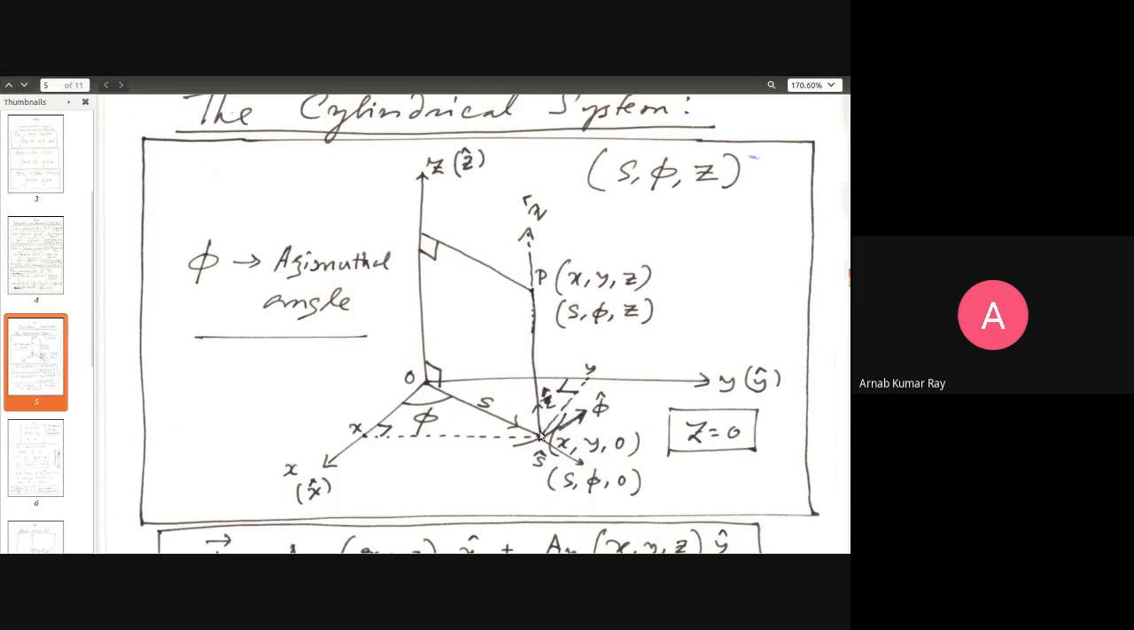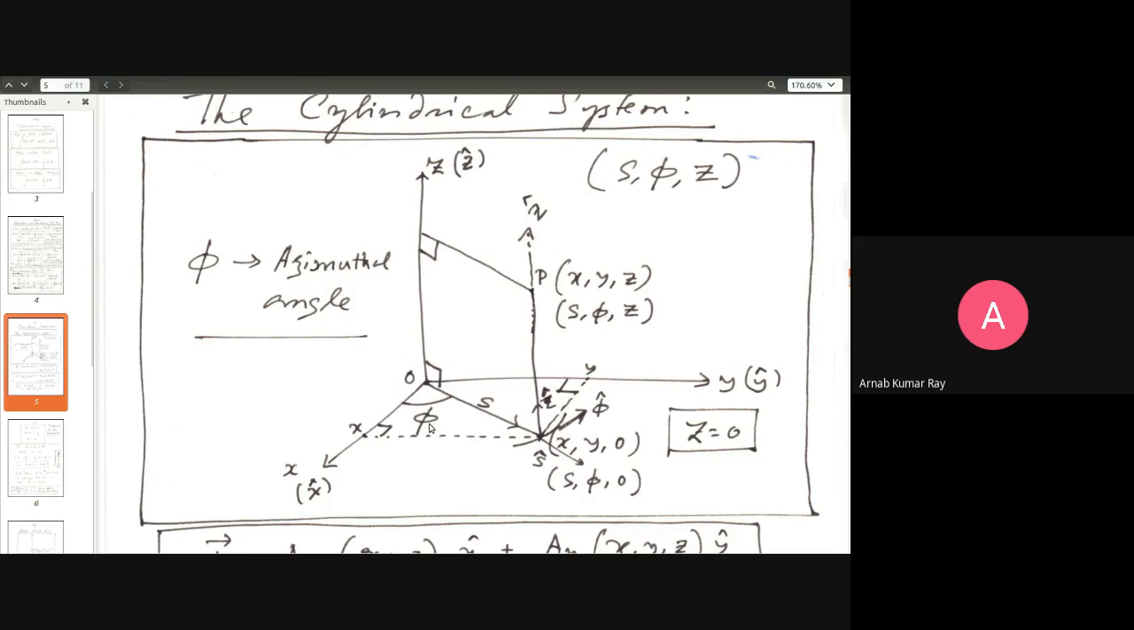And similarly for the y cap unit vector and the z cap unit vector. So from this point, if you go up, you will have a z cap unit vector in terms of both coordinate systems, xyz and s phi z. z is a common coordinate in both coordinate systems. So from here, if you go up, you will have the z cap unit vector that is fixed. What about s and phi?